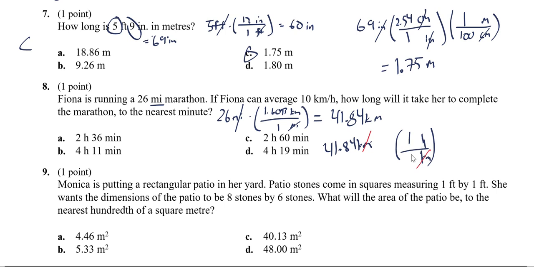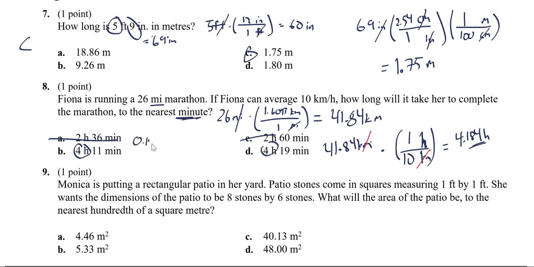So in 1 hour, she can run 10 kilometers. So if we're doing it like this, 41.84 times 1 hour over 10 kilometers is 4.184 hours, which is great if you have a decimal clock, but we don't. 0.184 hours we need to change into minutes. So we know it's definitely 4 hours. So that bit there and that bit there, that's good. C and A, no way, they start at 2 hours. The question is 0.184 hours. How many minutes is that?